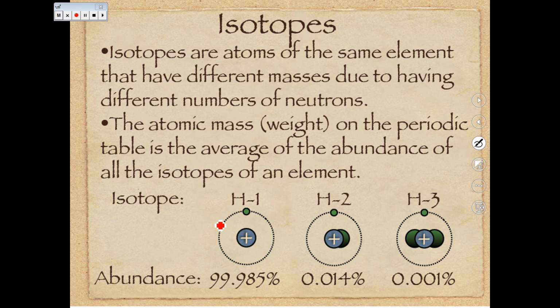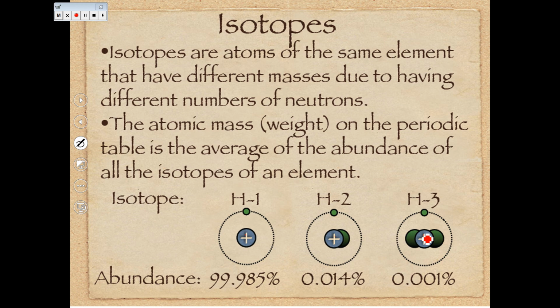The atomic mass on the periodic table is an average of the abundance of all the isotopes of that element. We will talk about how to calculate that later. So for example, these are 3 isotopes of hydrogen. We have hydrogen 1, hydrogen 2, and hydrogen 3. By the way, the 1, the 2, and the 3 give you the isotopic mass. So hydrogen 1 has a mass of 1, hydrogen 2 has a mass of 2, hydrogen 3 has a mass of 3. Now in hydrogen 1, you have 1 proton. In hydrogen 2, you also have 1 proton. And as expected, in hydrogen 3, you have 1 proton.